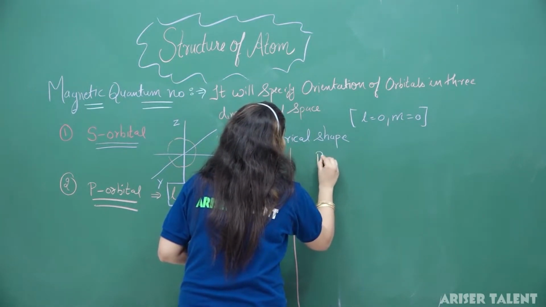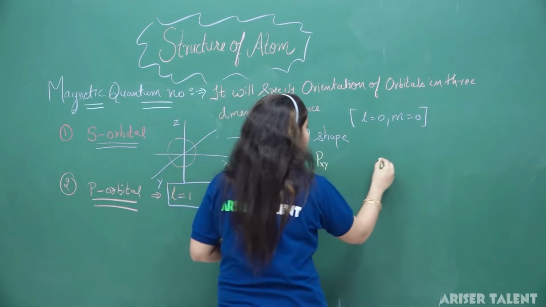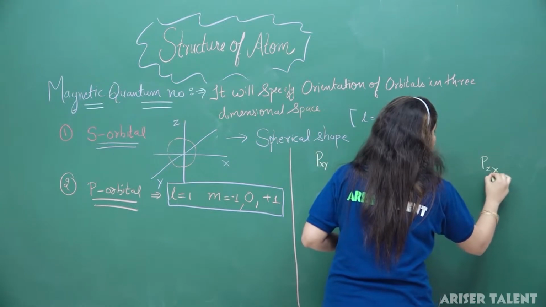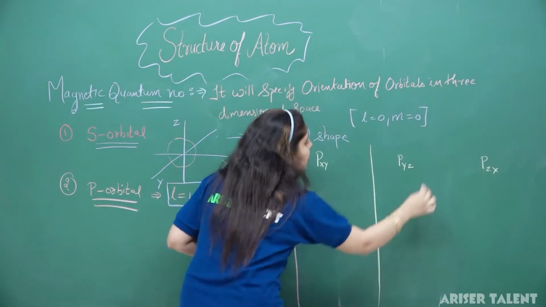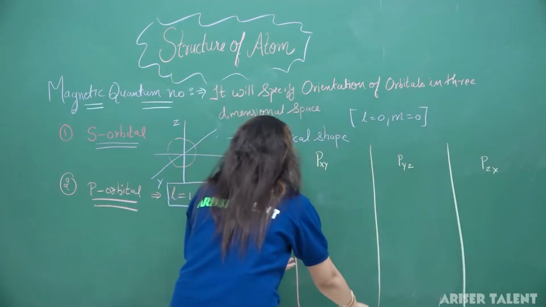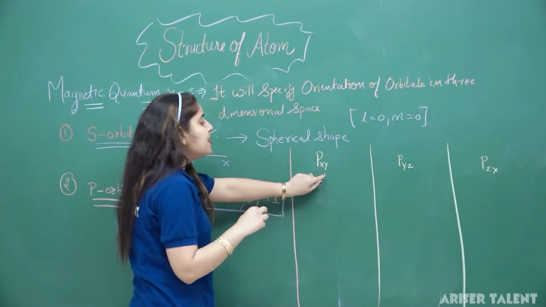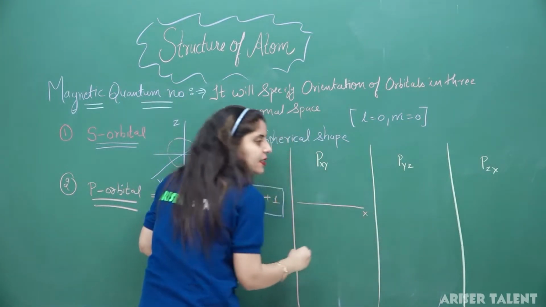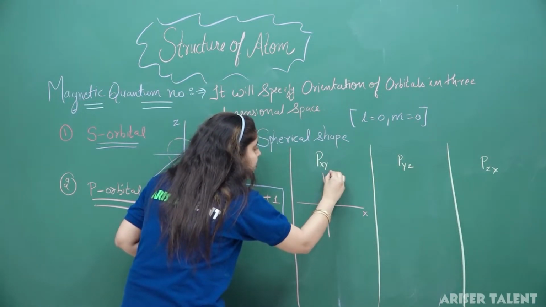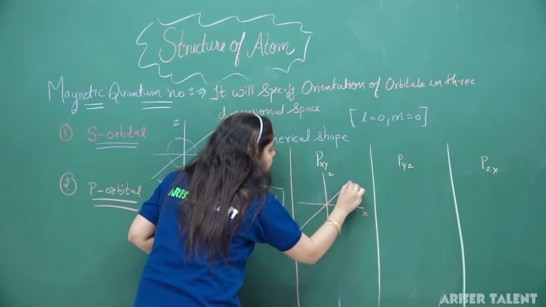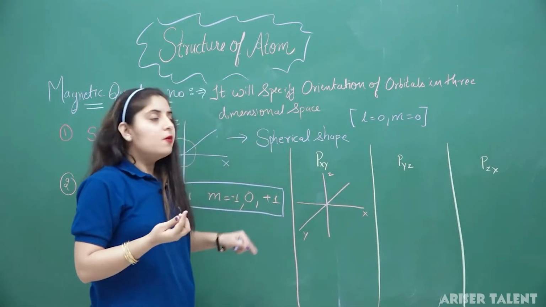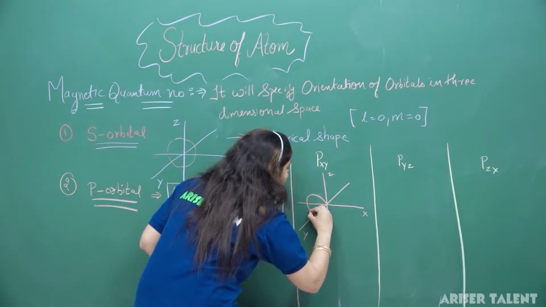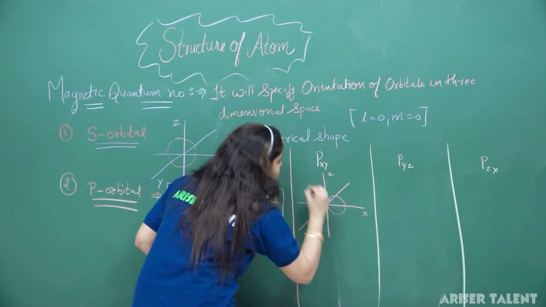Firstly, we want to know about p xy, p yz and p zx. We will get the three-dimensional diagram in this way. Firstly, I am considering p xy. So what will be the shape of the orbital? Here we have the x-axis, here we have the z-axis and here I am drawing the y-axis. Now what will be the shape of the orbital in case of p xy? We will get one lobe here and one lobe here.